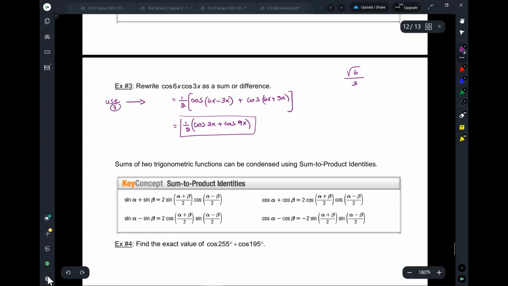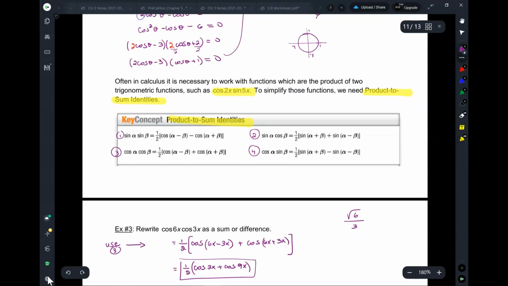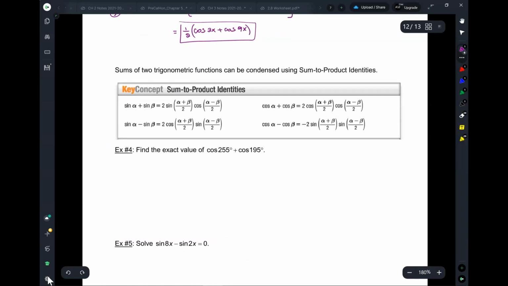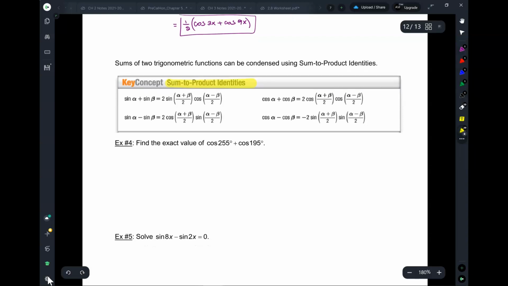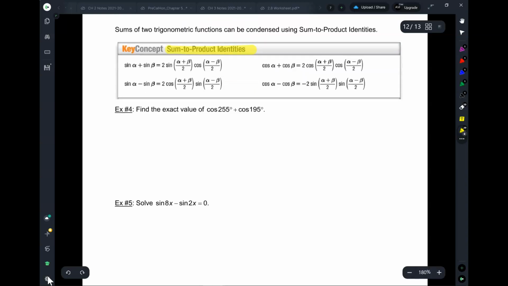Now, this went from product to sum, but you could also go the other way. You could go from sum to product. Oh, look, that's what the other identities are called, sum to product. These literally do the opposite of what we just did in the last problem. Okay, so here we go.